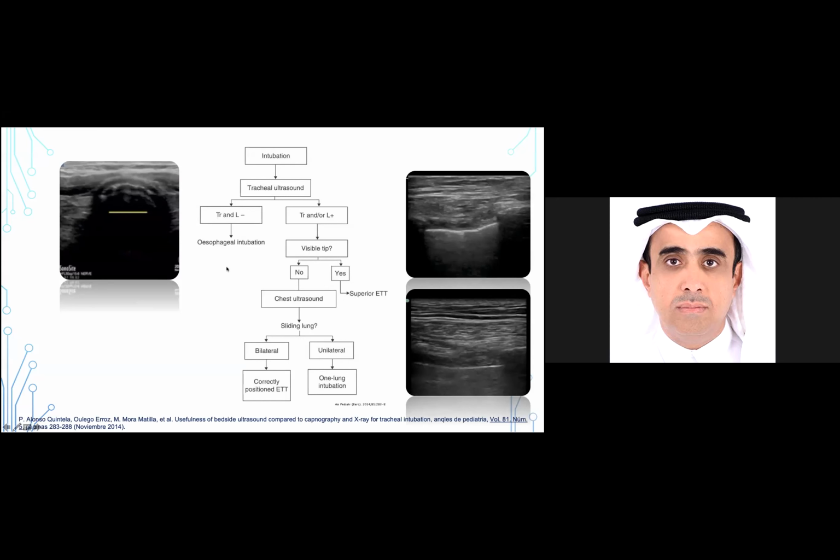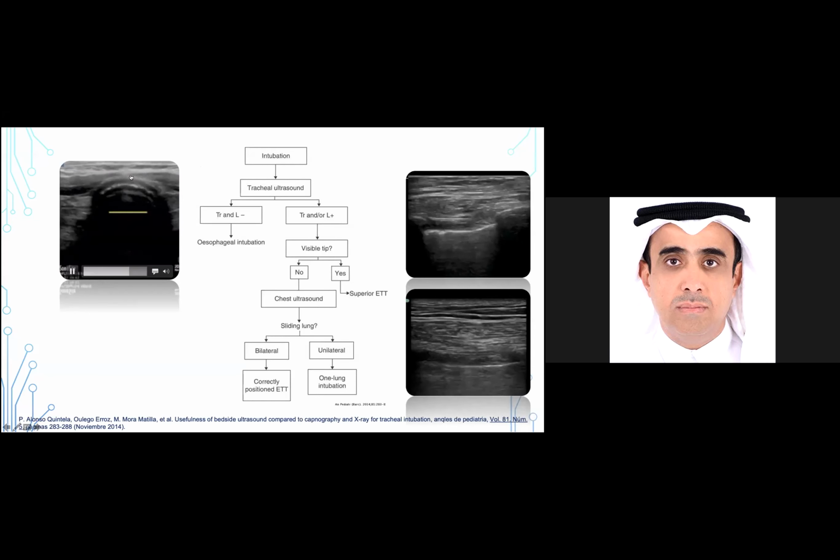Some will ask me what to do if you cannot see the artifact of the tube in the trachea. Sometimes you can use another technique: inflate and deflate the cuff. If that's the trachea, a change in the diameter means the tube is in, even if you cannot see the artifact. So that is another technique if you have difficulty seeing the artifact of the tube.